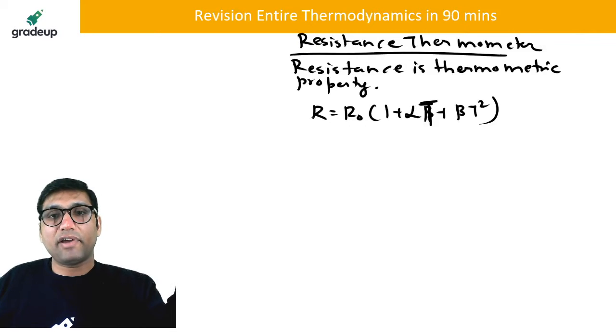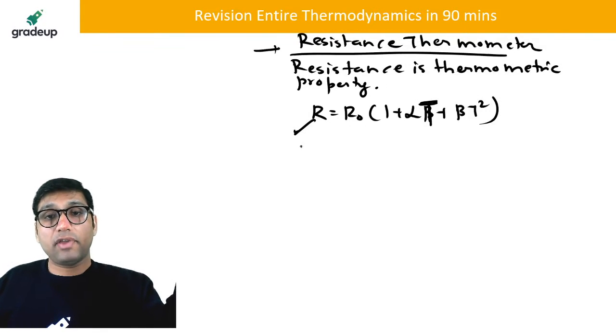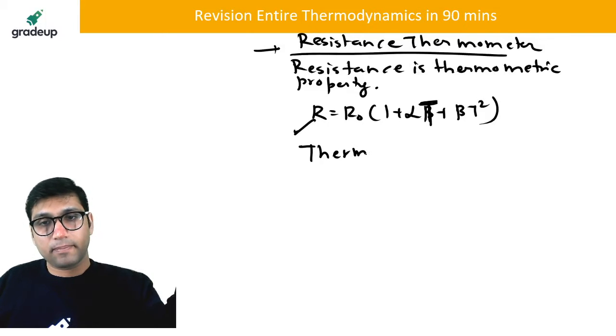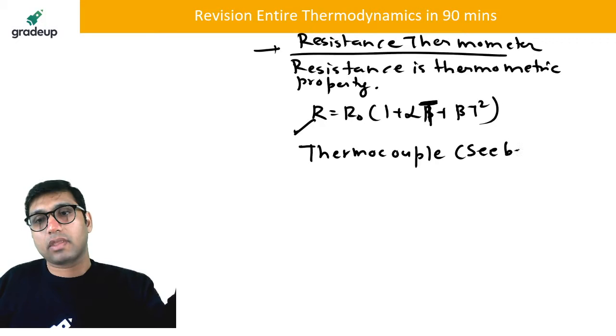Okay, so by finding the value of the resistance, we can find the value of temperature by this resistance thermometer. Similarly, we have the thermocouple. Thermocouple is also a thermometer which is based on the Seebeck effect.